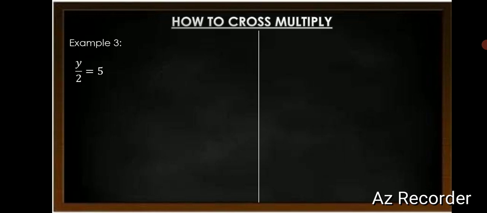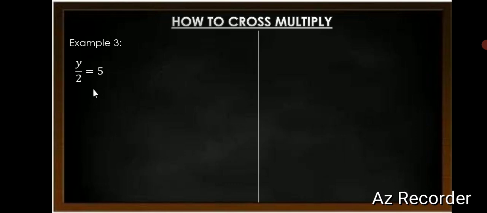Example 3. We have y divided by 2 equals 5. Does this meet the criteria for cross multiplication? This is how you continue asking yourself anytime you are solving mathematics, so that you will be very sure of whatever you are doing. You have confidence in yourself. Yes, it meets the criteria for cross multiplication because we have a variable we are solving for. It is in the form of a fraction, and we have the sign of equality.